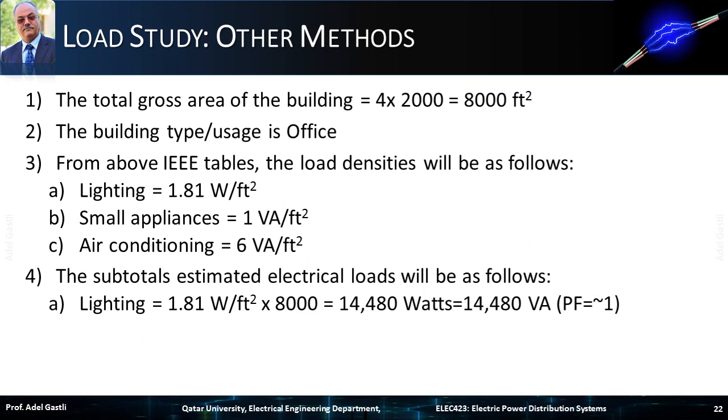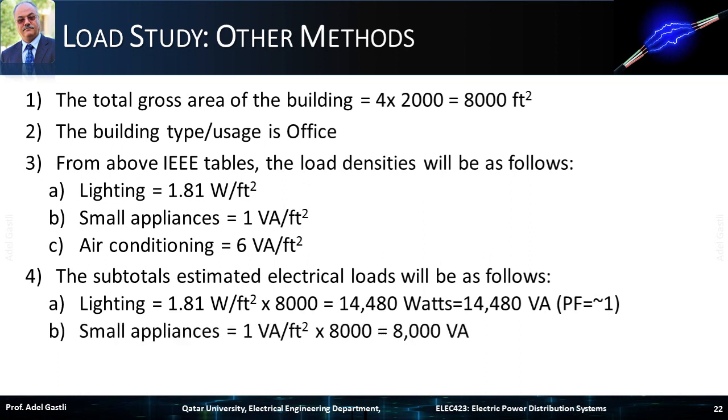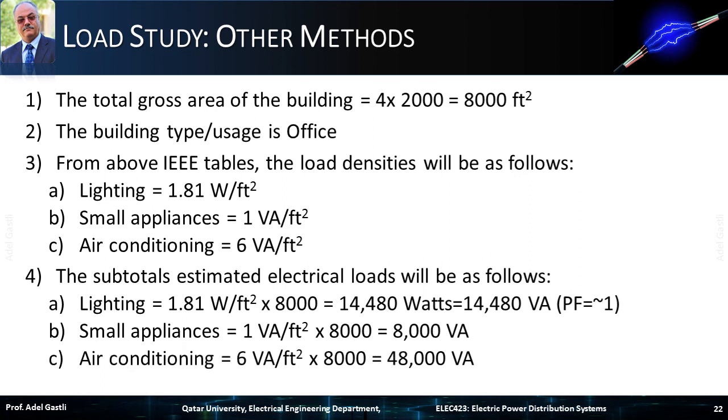Considering an approximate unity power factor for the lighting, we can also express the same value in volt amps. For the small appliances, it is equal to 1 volt amps per square feet times 8,000 square feet, equals 8,000 volt amps, or watts for a unity power factor. And for the air conditioning, it is equal to 6 volt amps per square feet times 8,000 square feet, equals 48,000 volt amps, or watts for a unity power factor.